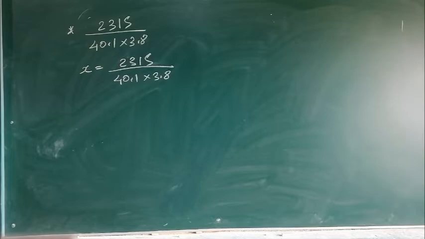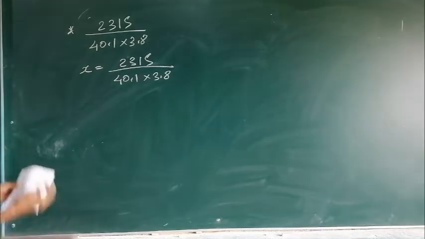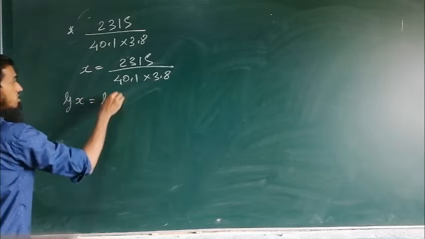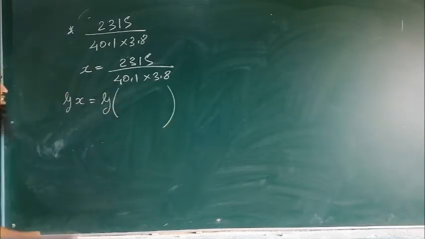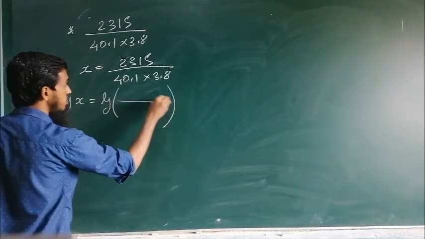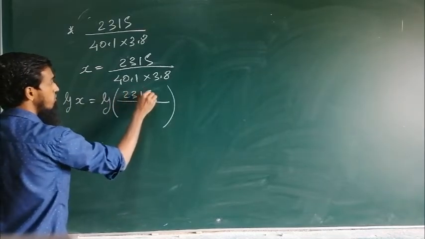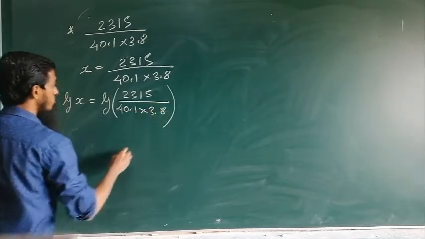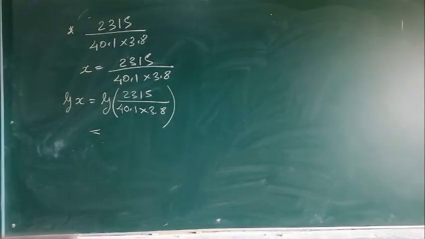Then we need to add the logarithm sign on both sides of the equation. So LG X, LG, and within the bracket, write the given value as it is: 2315 over 40.1 into 3.8. Now we are only using the right hand side.